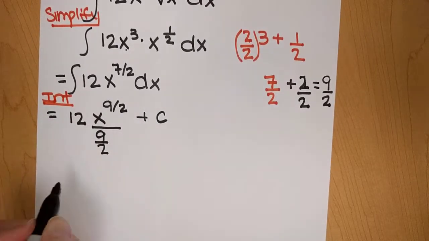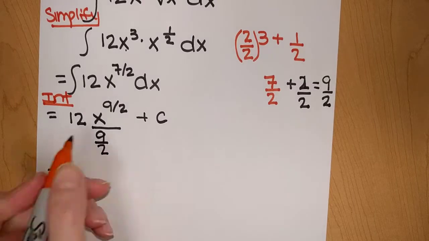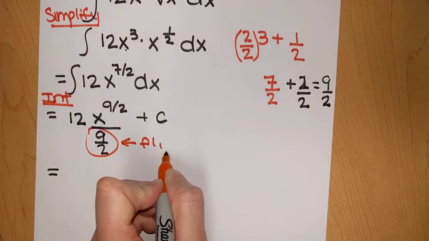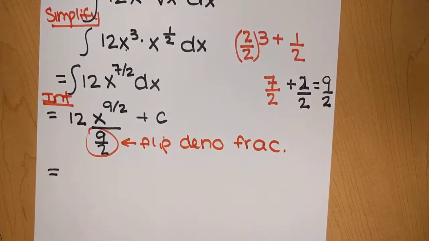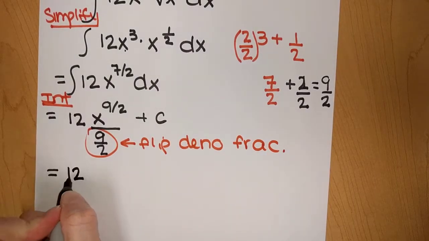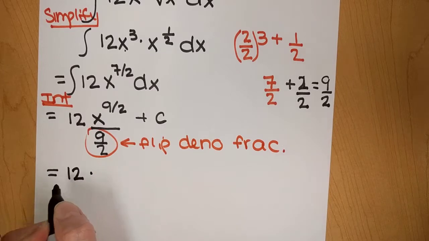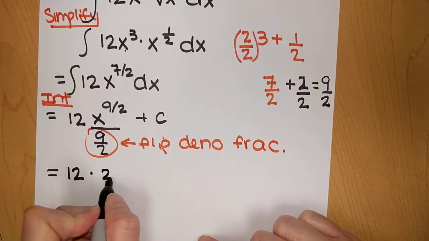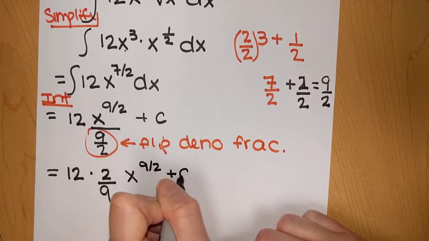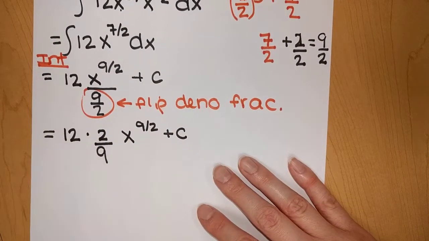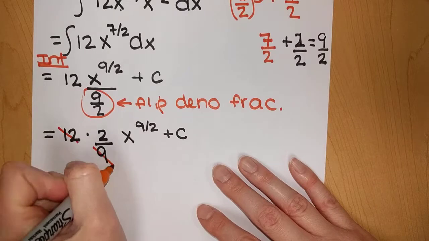So that's plus c. So then, because we have a fraction in the denominator, we are going to flip this denominator fraction. And what I usually do when I flip it is I kind of sandwich it in between this 12 and this x expression. So it's going to be 12, flipping 9/2 is going to be 2/9, and then x to the 9/2 plus c.